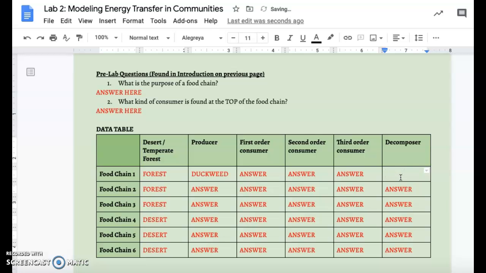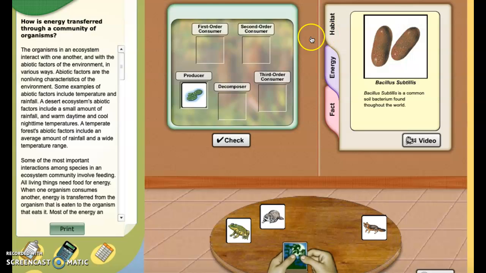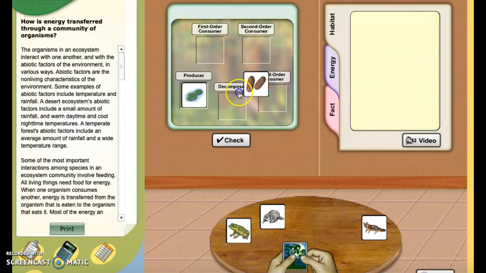What is going on? That's fine for me. Bacillus S. I don't know why it's not red. Make it red right now. All right. Next, we're going to drag that over to decomposer.